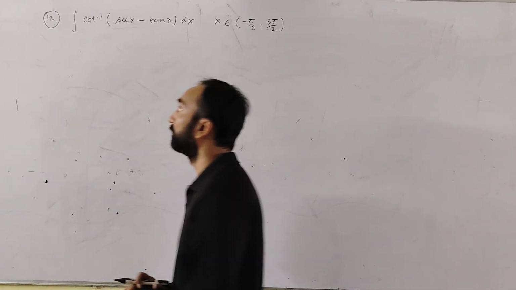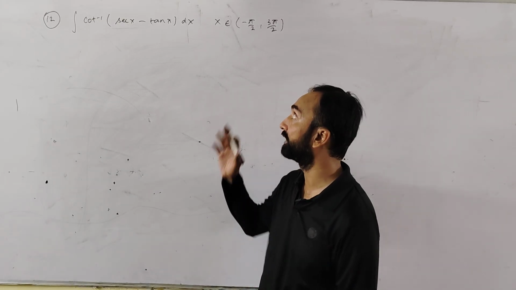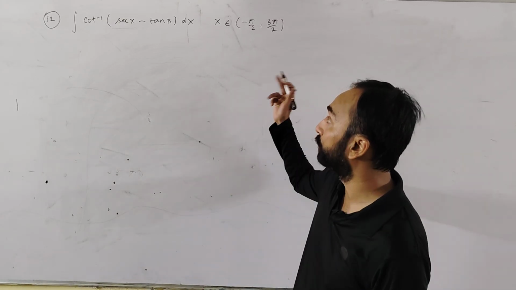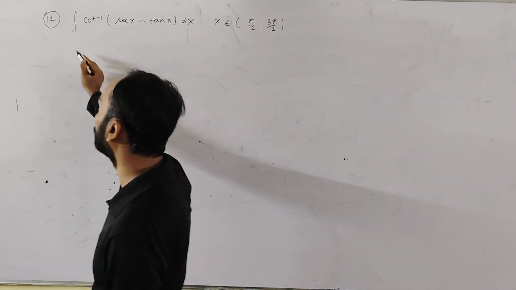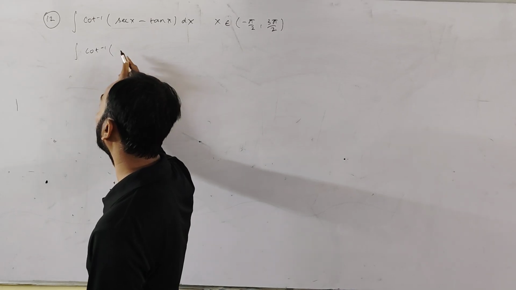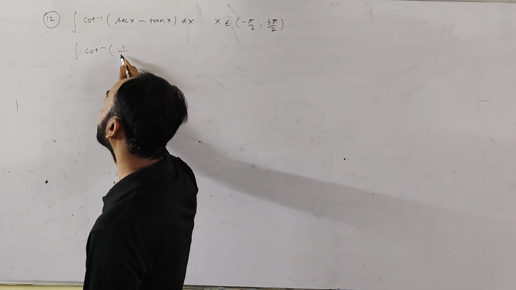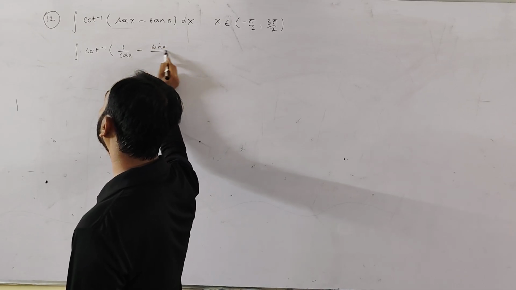Okay, so the next problem we have is the integral of cot inverse of (secant x minus tan x) dx, where x belongs from minus pi by 2 to 3 pi by 2, right? So just see how we can solve the problem. Cot inverse secant x minus tan x can be written as cot inverse of 1 upon cos x minus sin x upon cos x.